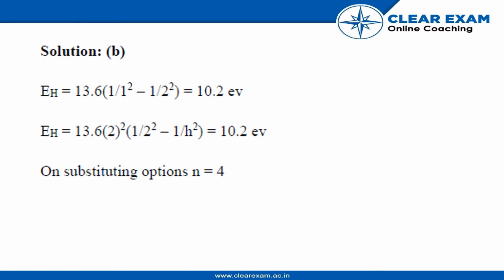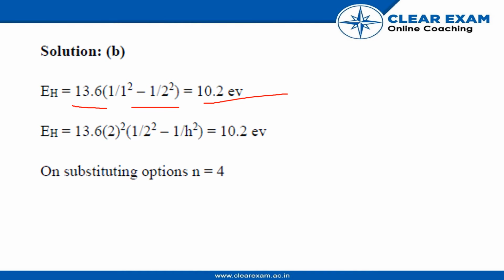So this is the formula for the electron of the H atom: 13.6 times (1 upon 1 square minus 1 upon 2 square), that is for n equals 1 to n equals 2, so that we will get 10.2 electron volt.